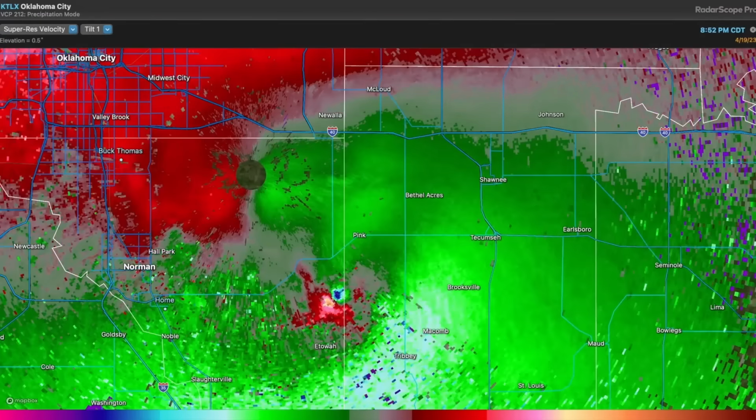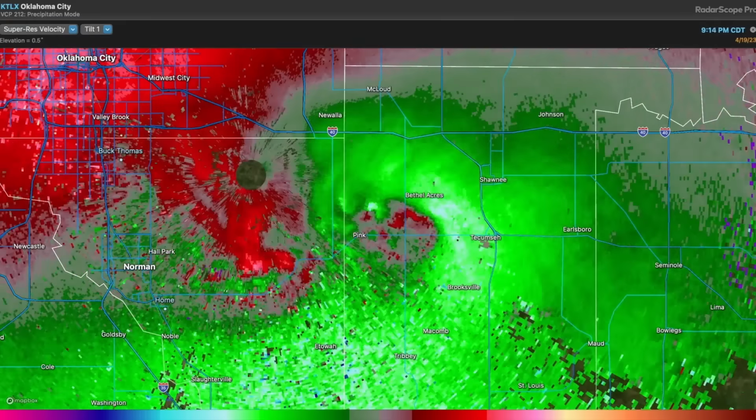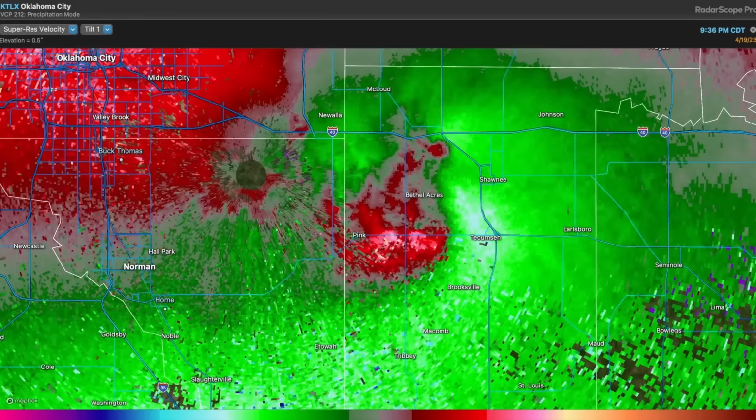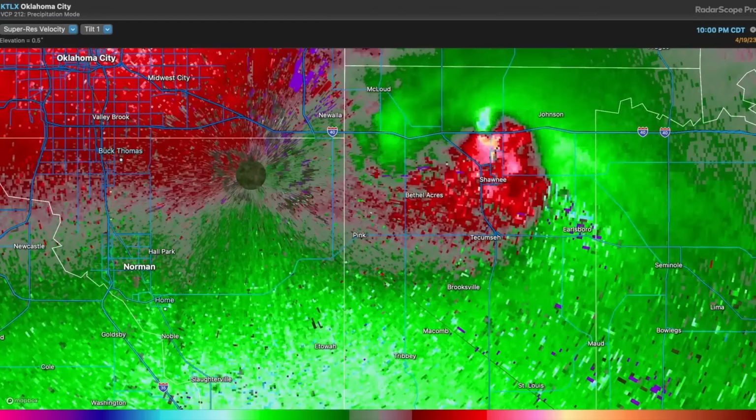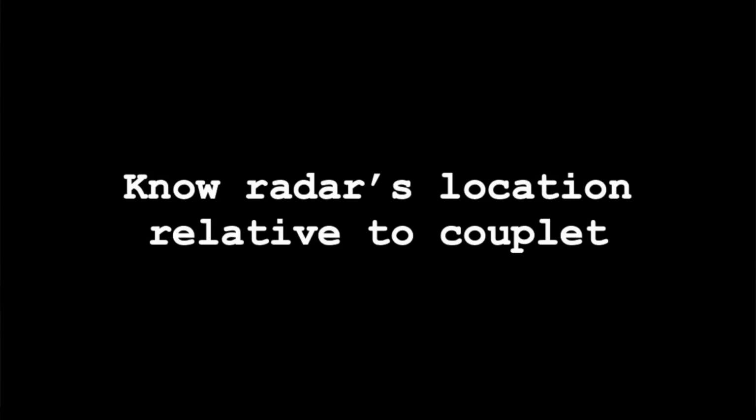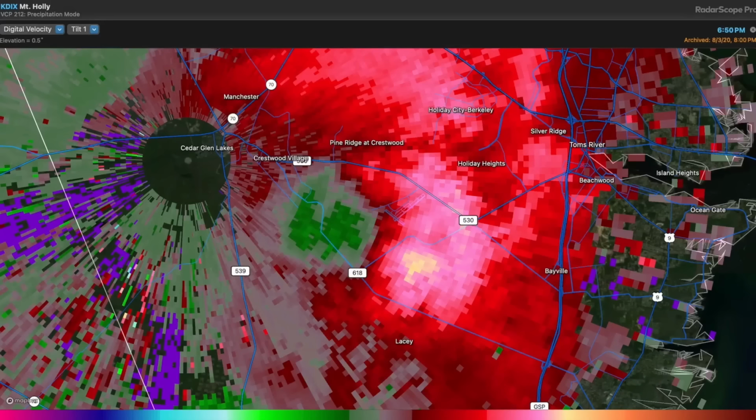Sometimes TVSs can be a bit tricky to identify, but there are some things that can help you ascertain whether or not a rotational signature is legitimate. As previously mentioned, knowing where the radar is located relative to the couplet in question is key. If you see a couplet but are unsure whether or not it's rotational in nature, identifying where the radar site is will lend clarity to which direction the winds are blowing within the couplet. For example, at first glance, this might look like a legitimate rotational signature. However, given that the radar is located just northwest of the couplet, we can clearly tell that this is a divergent signature.